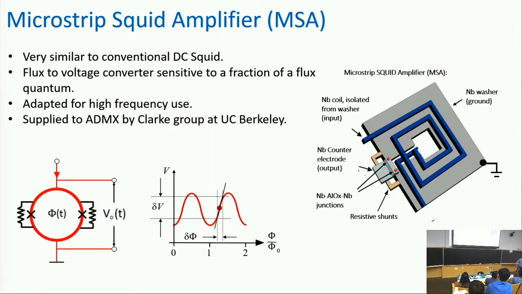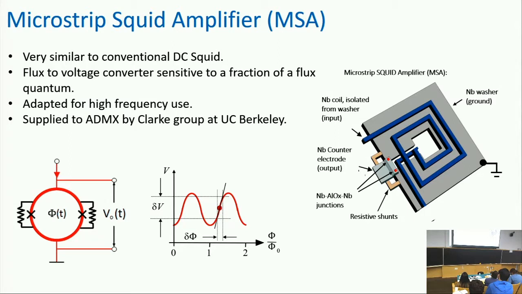Okay, so then there's the issue of the amplifiers. As I mentioned, the big advance in the field has come by moving to lower noise amplifiers. The thing we've used in our recent runs is called a microstrip SQUID amplifier. This is very similar to a DC SQUID. So if anyone has worked with DC SQUIDs, this basically is a DC SQUID, except for a trick that I'll tell you in a minute.